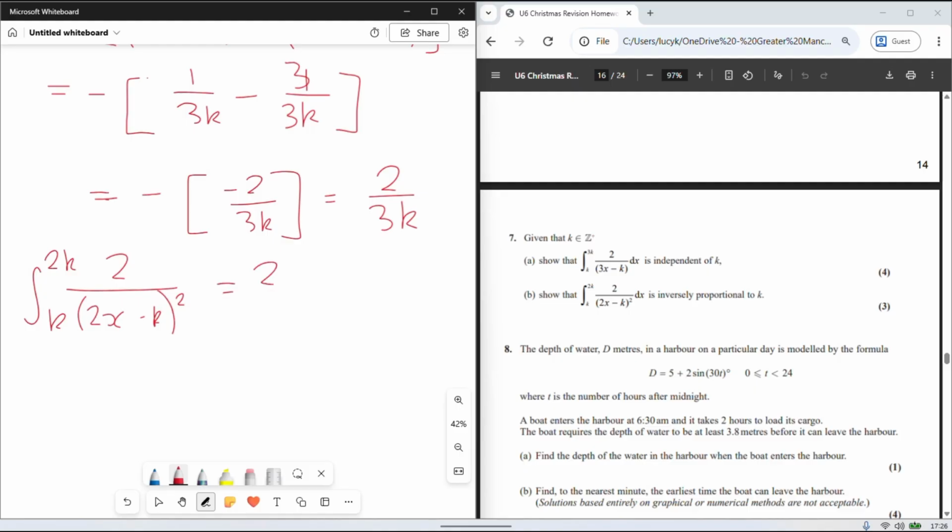So it equals this, which is in the form 2/3 times 1/k, and that is proportional to 1/k. So as long as you're showing there that it's proportional to 1/k because it's a constant multiplied by 1/k, and that is our answer.